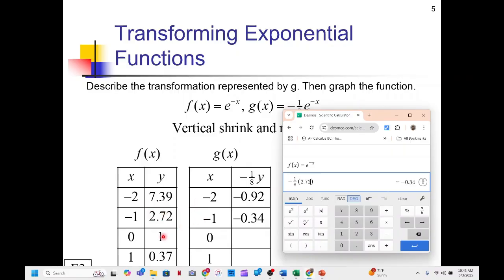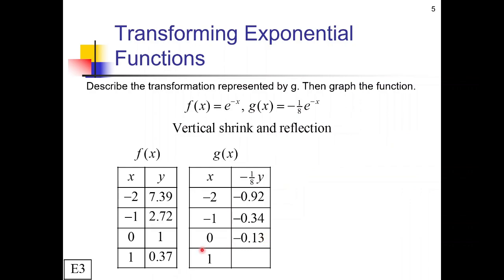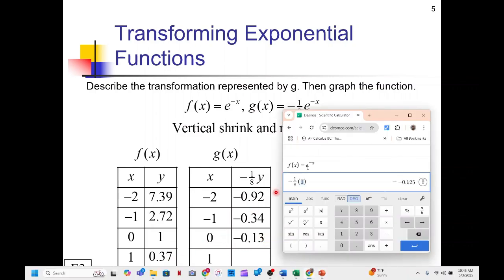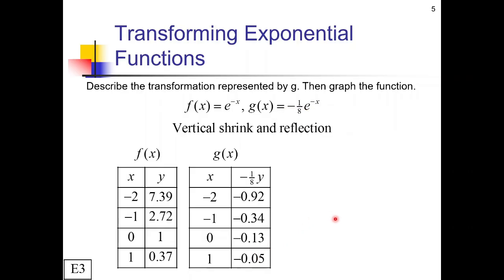And if I plug negative 1 in there, well, that's just whatever negative 1/8 is as a decimal, so we'll call that negative 0.13. And then finally plug in 0.37, and that comes out to about negative 0.05. So pretty small value there.